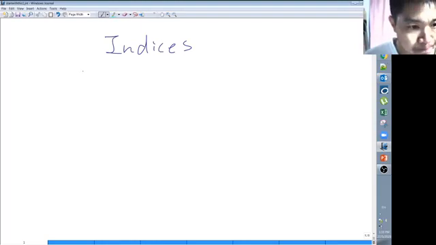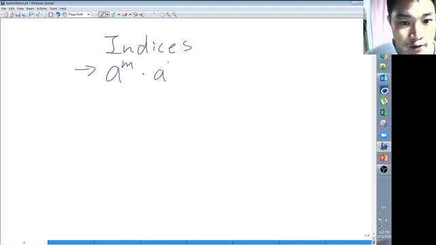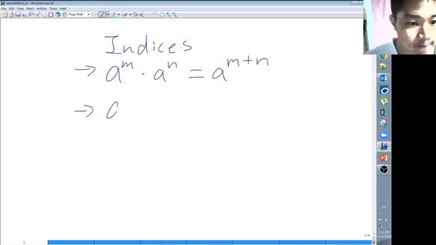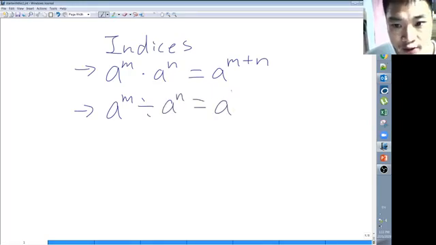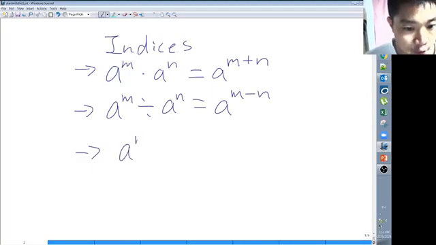Yesterday, I gave three laws, indices laws. So let me write them down first. So this is the first law of indices, and this is the second law of indices we talked about yesterday, and the third law.